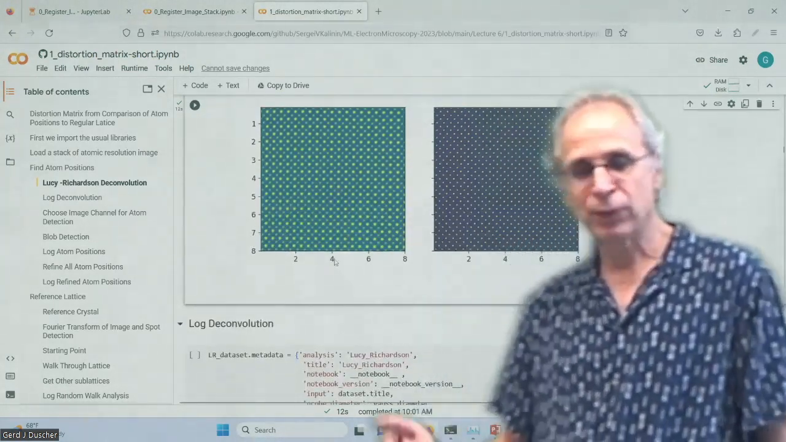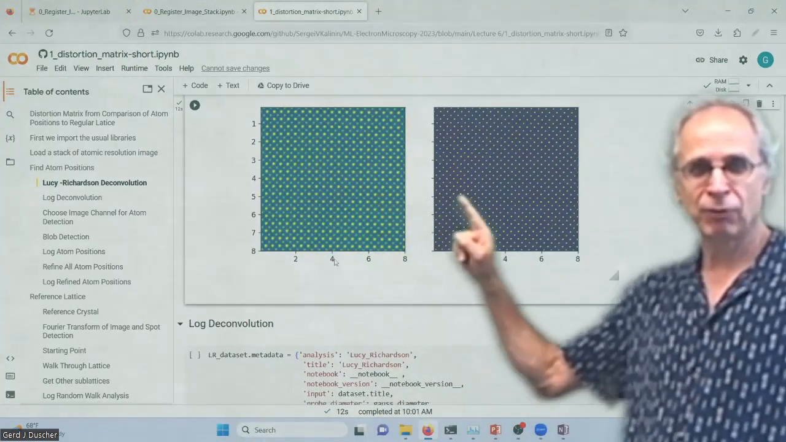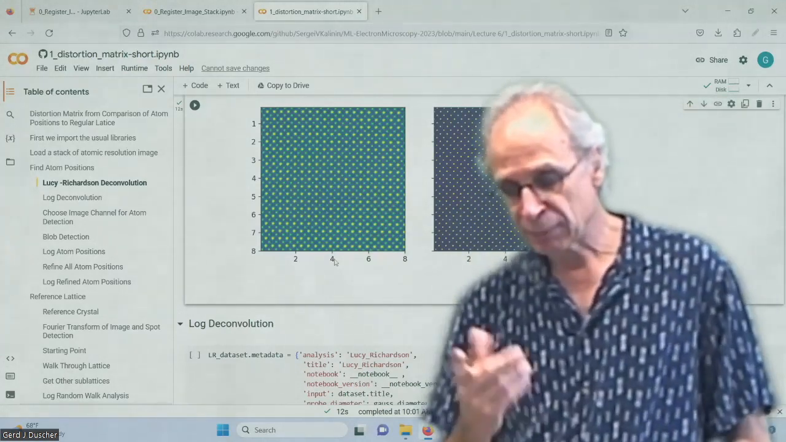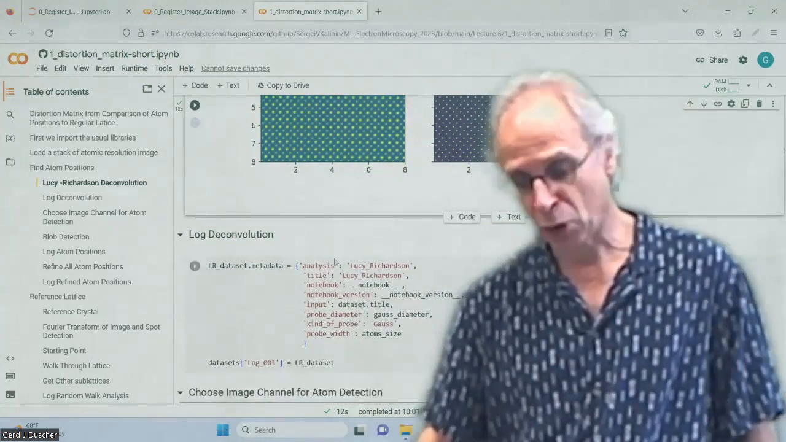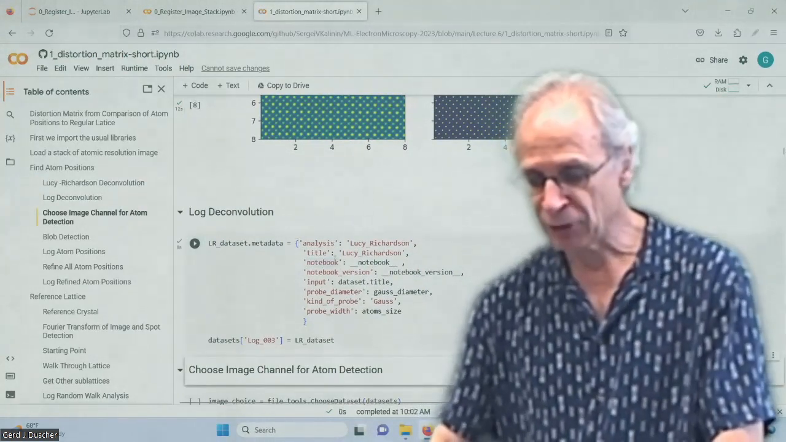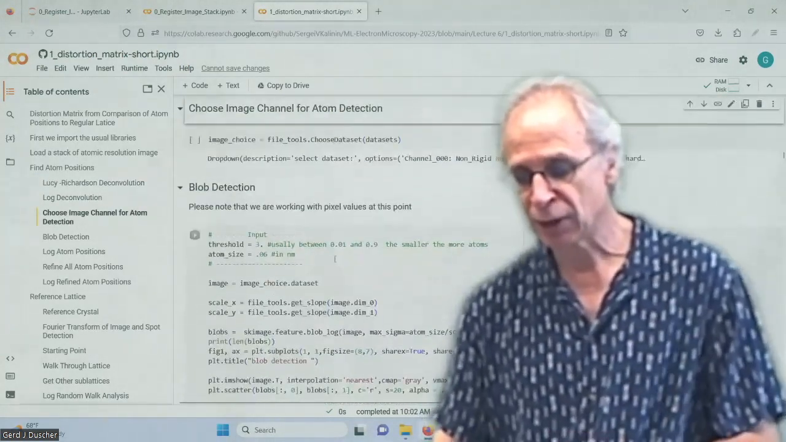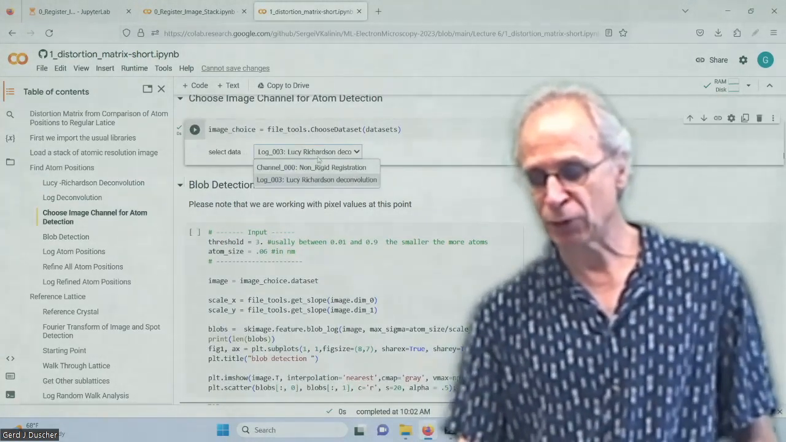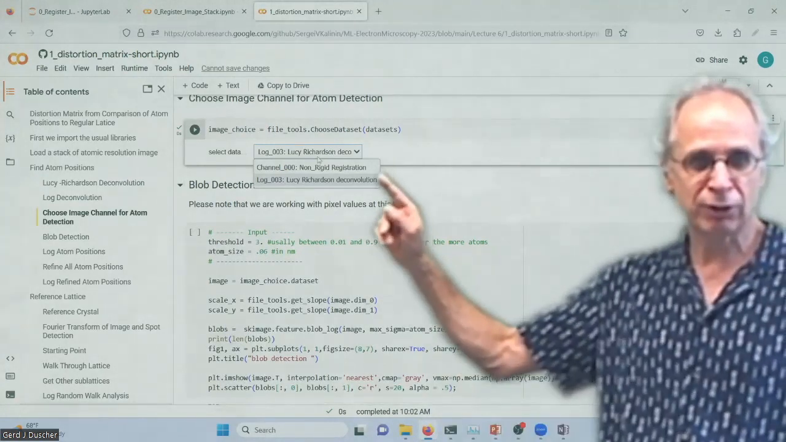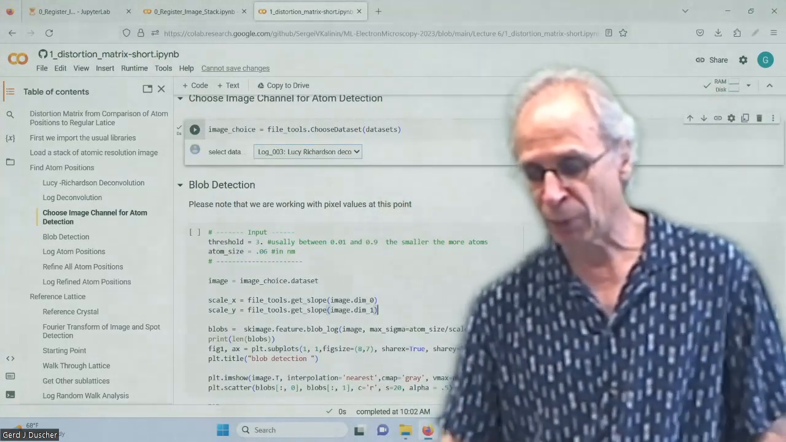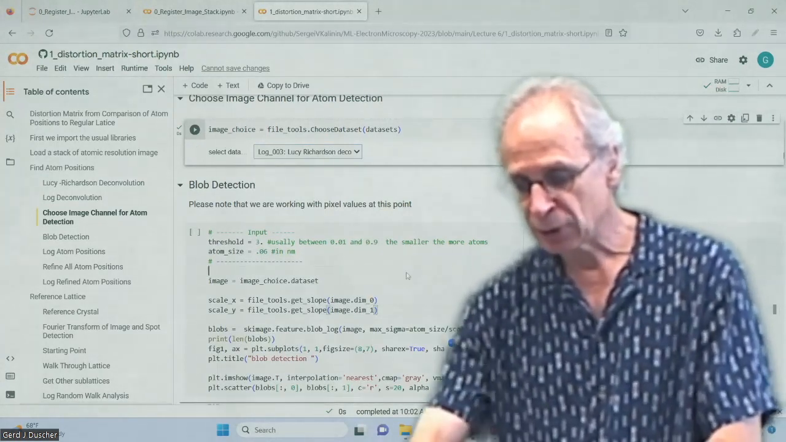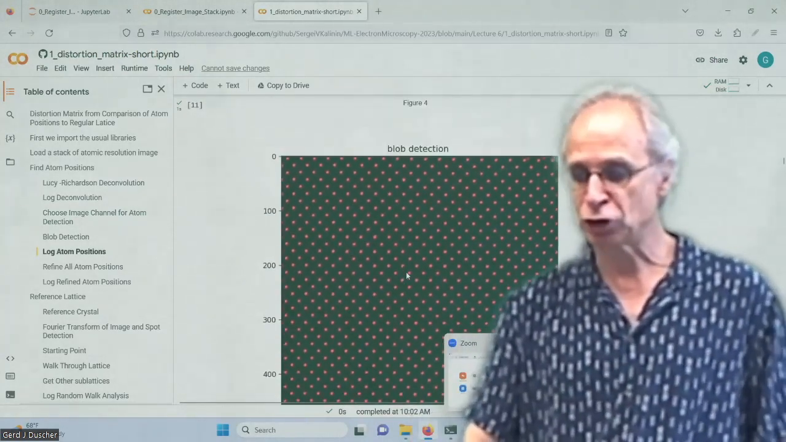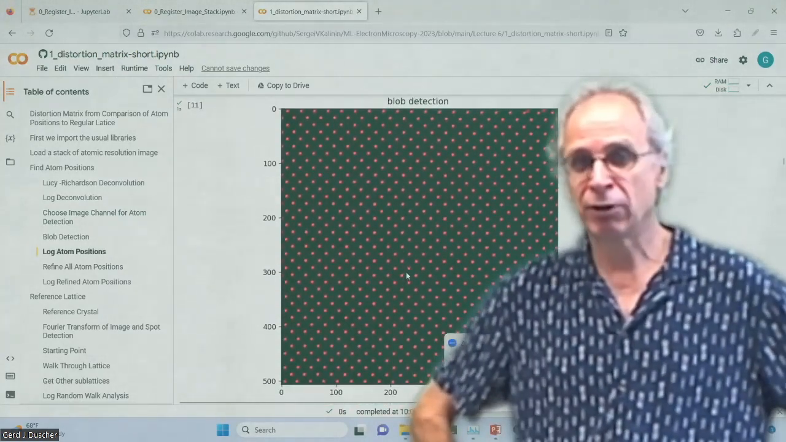Whatever. So instead of these really big atoms, we now get very, very small blobs. And we save that Lucy-Richardson deconvolution. We can now, in the image choice, determine that we want to use the Lucy-Richardson deconvolution for our blob finding. And obviously, this is very, very fast. Push here. And it's very reliable.